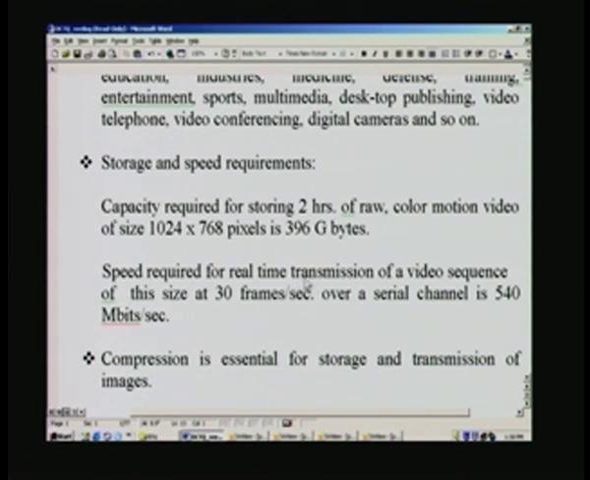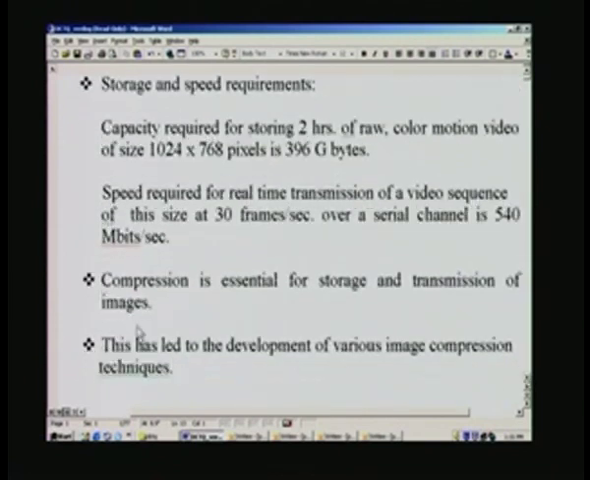The speed required for real time transmission of a video sequence of this size at 30 frames per second, which holds good in USA and other regions, whereas in India and other places it will be 25 frames per second. If you are to transmit this over a serial channel, it requires a stupendous bandwidth, say 540 megabits per second. Put together with this high storage, this will be a big constraint, and hence the need for compression here.